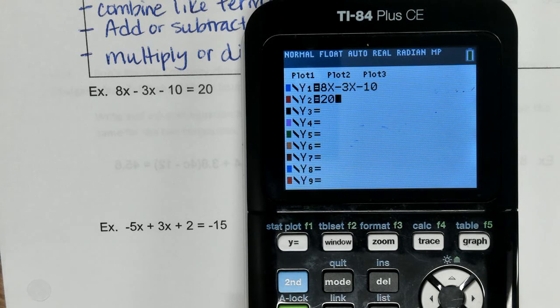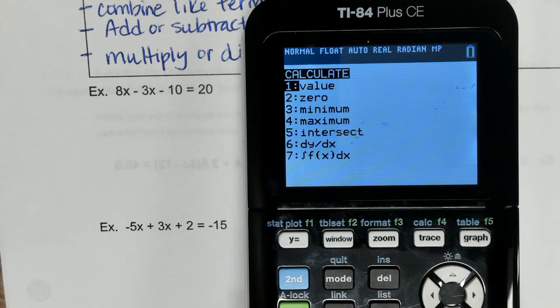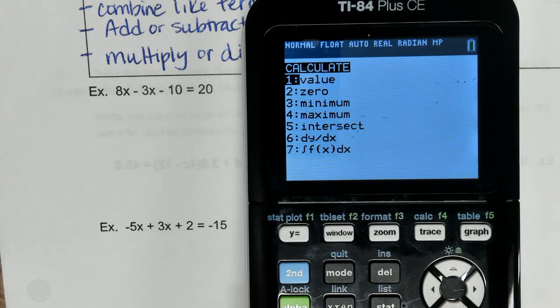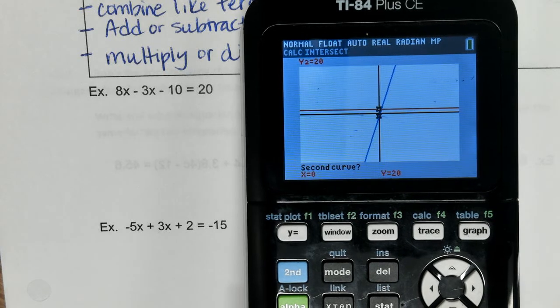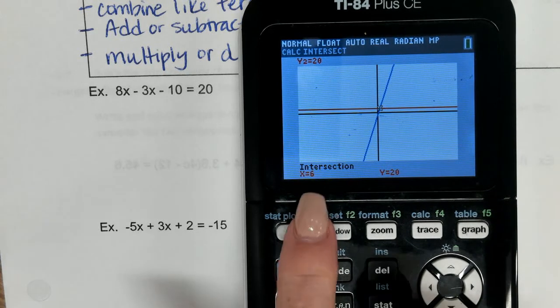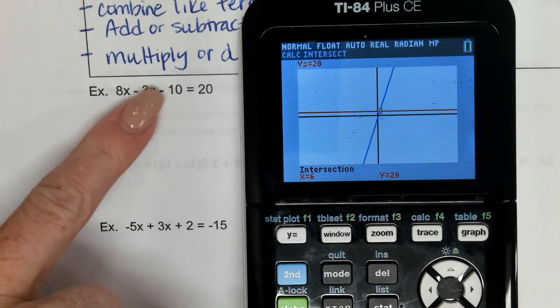Now what do I do? Second trace, because I want to calculate the answer. So second trace, which option? 5, intersect, and you wait for it to graph. And you hit enter 3 times until you see the word intersection. And the answer is? So that better be the answer I get for this one.